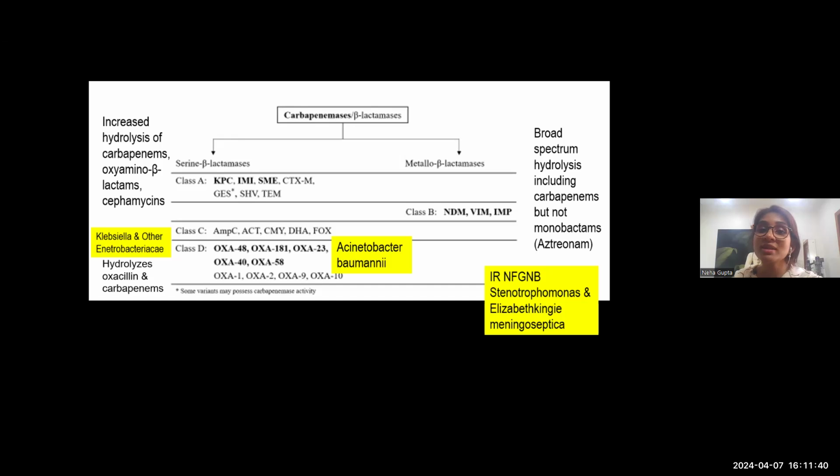There are certain metallo-beta-lactamases which are intrinsically present in some non-fermenting GNB. The non-fermenting GNB are usually Pseudomonas as well as Acinetobacter. But besides this, we have Stenotrophomonas and Elizabethkingia meningoseptica, which have intrinsic NDM beta-lactamase in their periplasmic space, and that is why they have intrinsic resistance to the carbapenems.